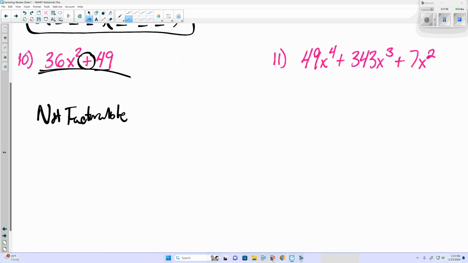Let's look at number 11. 49x to the fourth plus 343x cubed plus 7x squared. Is there a greatest common factor between these three terms? Well, our x to the fourth, x cubed, and x squared tell us there is indeed a greatest common factor of x squared. Well, 49 and 7 do have a greatest common factor of 7. But the other question is, is 343 divisible by 7? I'm going to say it is.